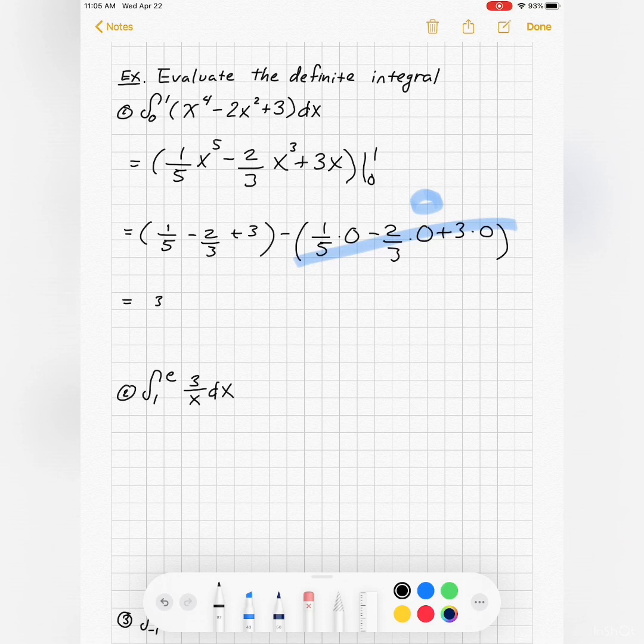So this is 3/15 minus 10/15 plus 45/15. Okay, so 3 minus 10 is negative 7, plus 45, I get 38 over 15. And so again, if I wanted to, I could put that in a calculator and get a decimal, but that's a nice exact answer.